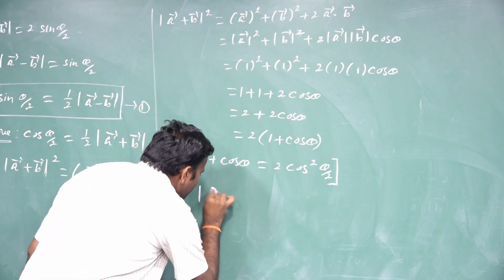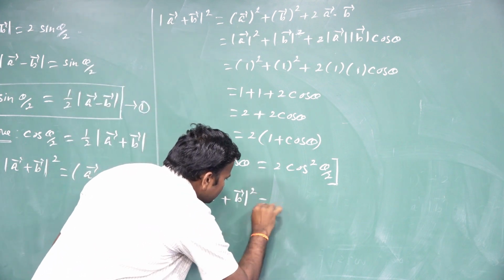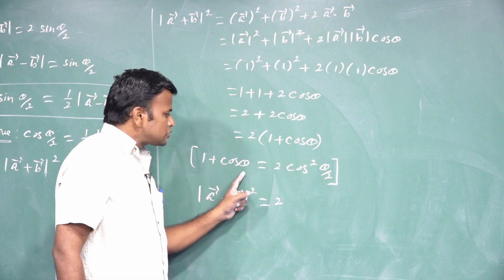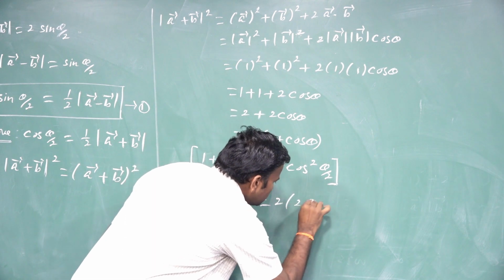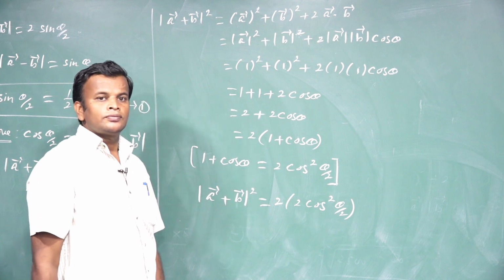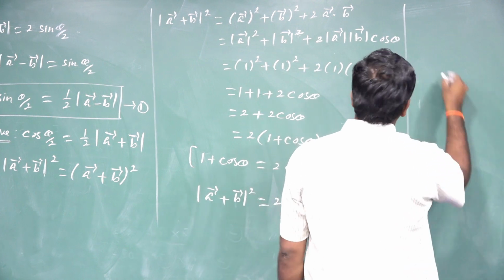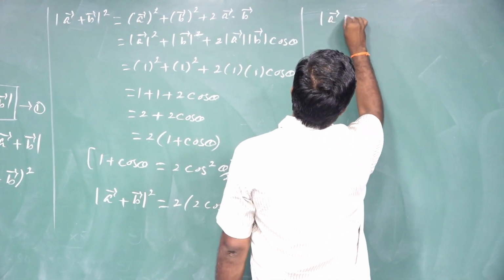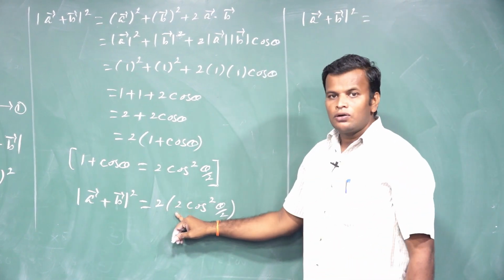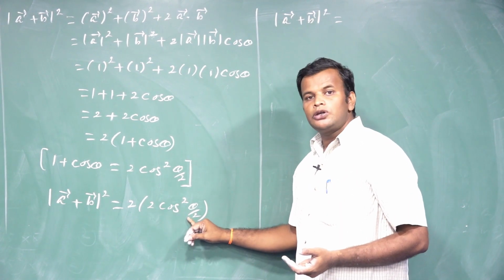LHS is the same: modulus of A vector plus B vector, the whole square. On the RHS, outside, 2 is already there. The formula of 1 plus cos theta is 2 cos square theta by 2. The next step, using the previous one, is the same. Modulus of A vector plus B vector the whole square is equal to 2 twos are 4. We write 4 also as 2 square cos square theta by 2.